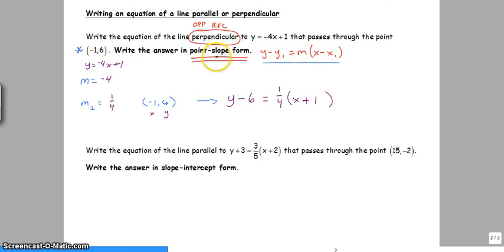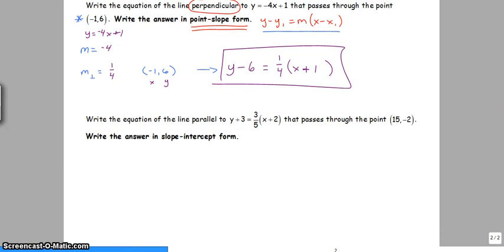When it says point-slope form, we're happy. We have no more work to do. My major work is done in this section right here, and then filling this in. I'm done. I don't have to solve for y. The only time we solve for y is if it says slope-intercept form. Moving on to our next example.